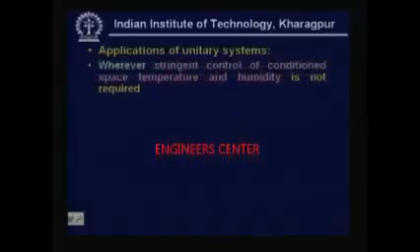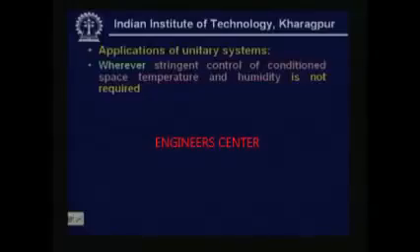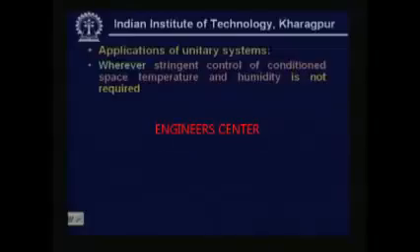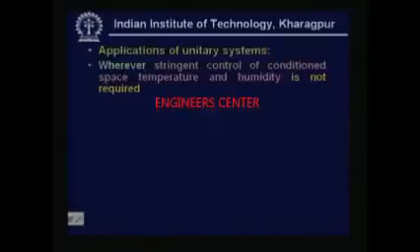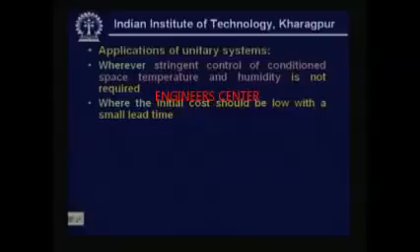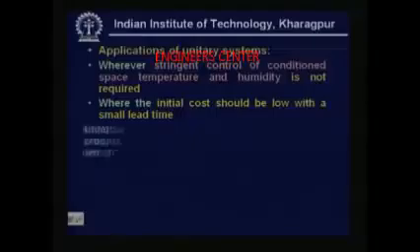Unitary systems are used wherever stringent control of space temperature and humidity is not required. That means you are not very particular about maintaining a particular temperature and humidity inside the conditioned space. So these are ideal for residential buildings, etc., where you don't really require very fine control. And these systems are used where the initial cost should be low. That means if you want a system with very low initial cost, then you should think of using unitary systems. And also where you want to install the system quickly, that means the lead time is very small, then you can install unitary systems.